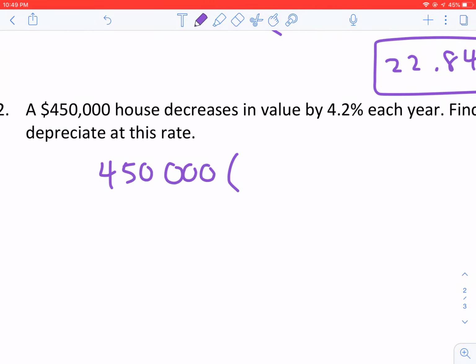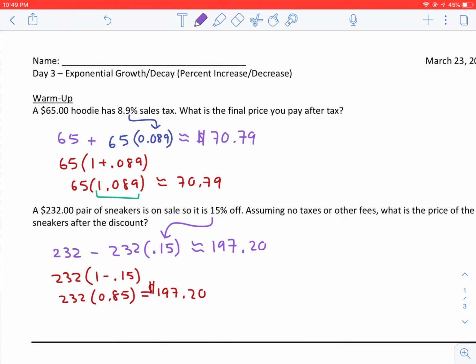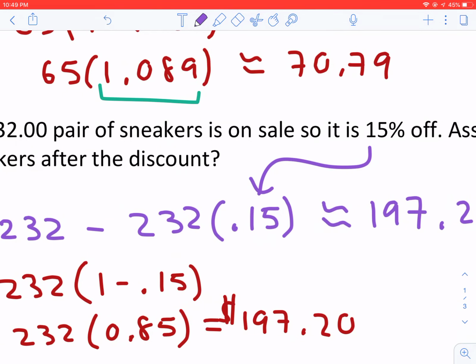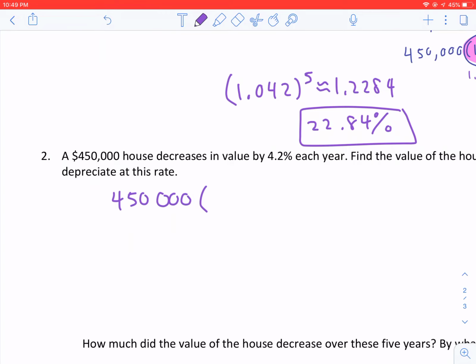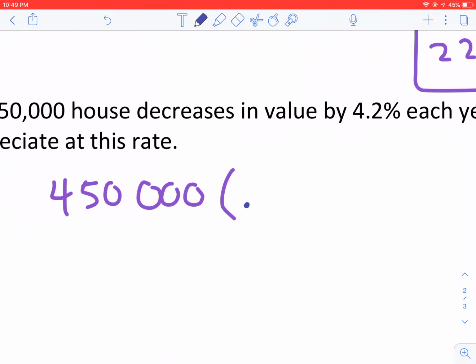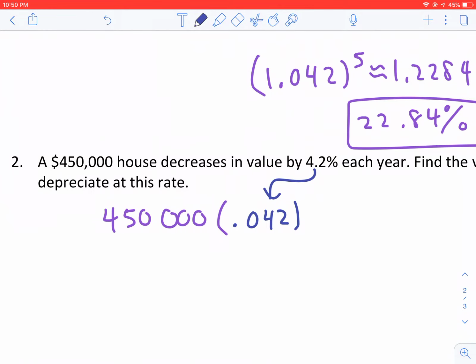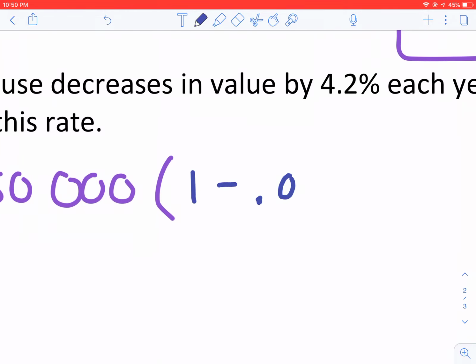So if we're losing 4.2% each year, well, we can kind of do what we did in the warm-up, and we can multiply by that to get how much money we lose each year, and then subtract it and do that 5 times. That's a lot of work, though, right? So instead of multiplying this by 0.042 as a percentage, that's only going to give me the amount it decreases by each year. If I want the final price after the decrease, I can do 1 minus 0.042.